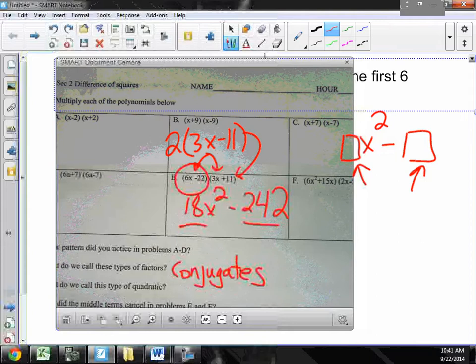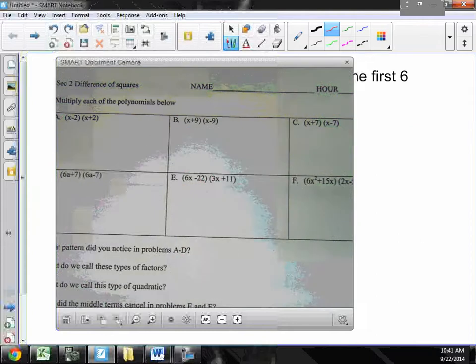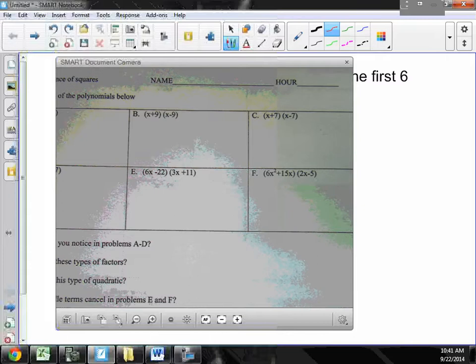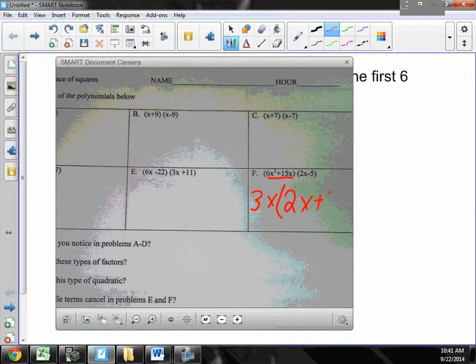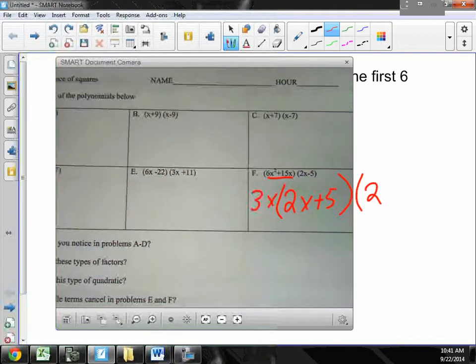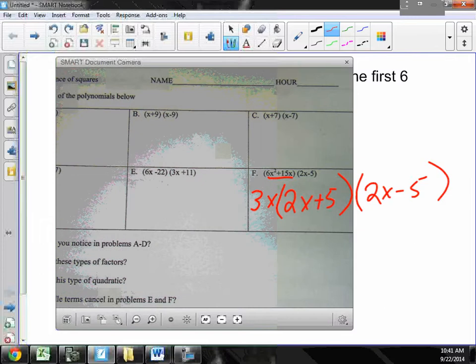Same thing with letter F. What can I pull out of this first binomial? 3x. If I pull out a 3x, what's left? 2x plus 5, which happens to be the conjugate to 2x minus 5, and that's why the middle term canceled. So that fourth question, why did the middle term cancel? It was a conjugate. It was just hiding underneath another number.